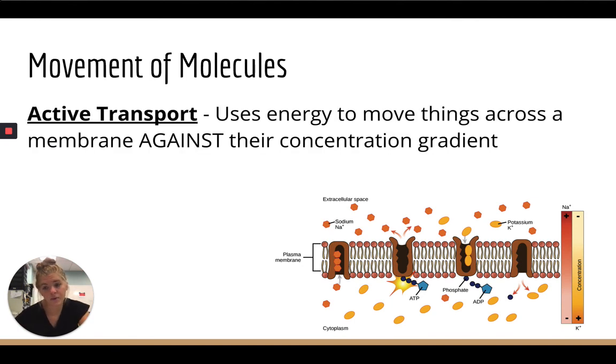Another type of transport is called active transport. So we talked about passive transport, it just happens. But active transport requires an input of energy to move something across a membrane. The reason it's requiring energy is because something is moving against its concentration gradient. It's going from an area of low to high. Going from high to low is easy. The molecules just want to go there. But if you want to push something the other way, you have to use energy to do it.